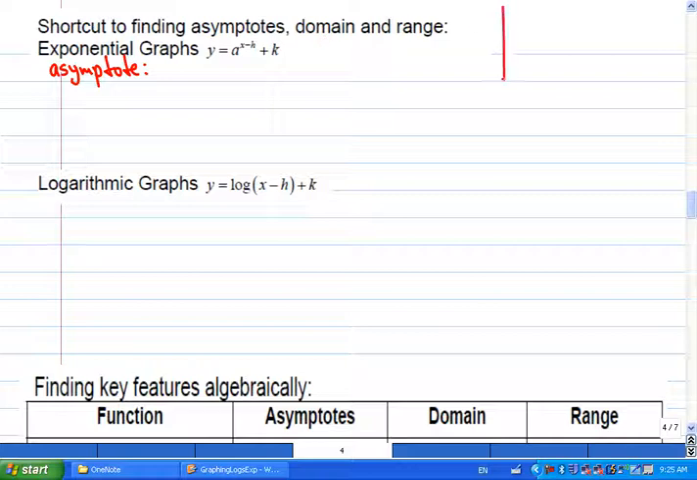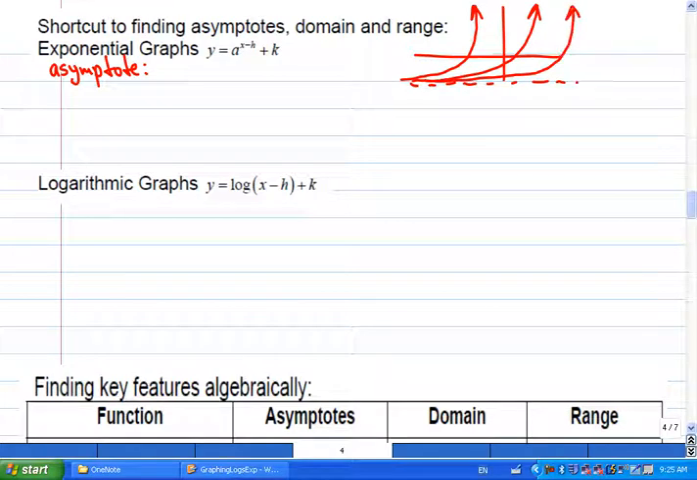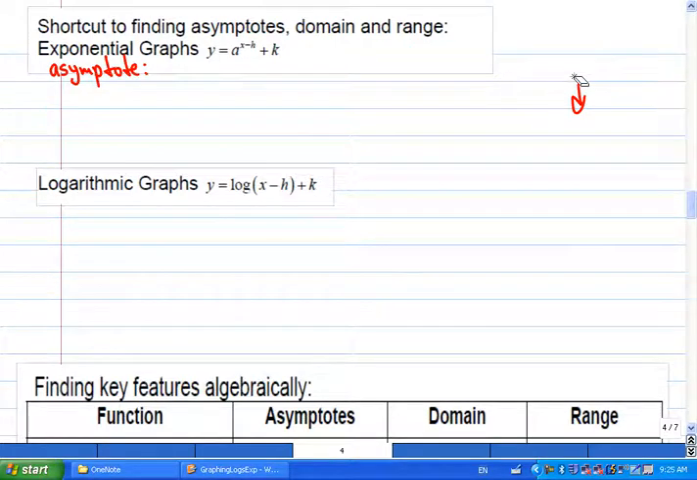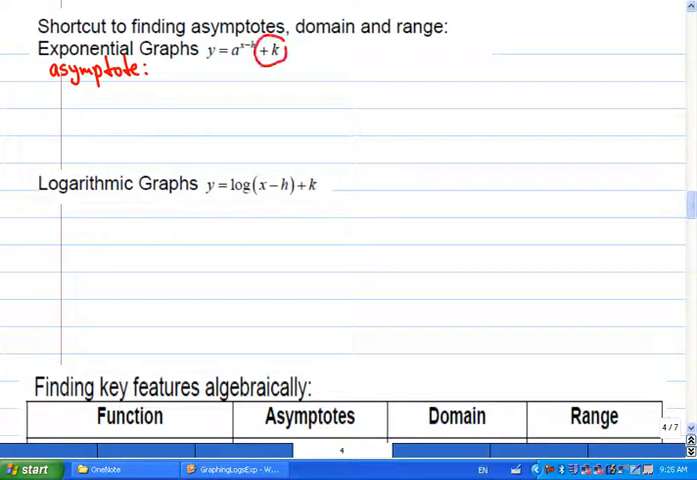So for example, if this is my graph, my exponential here, then if I move the graph over, nothing happens to the asymptote. It's when I move it up and down, shifting the graph up and down, that the asymptote will change. And the only piece that moves things up and down is here. In fact, that's exactly where we find the asymptote. So if we wanted a shortcut, the asymptote will be at y equals k.